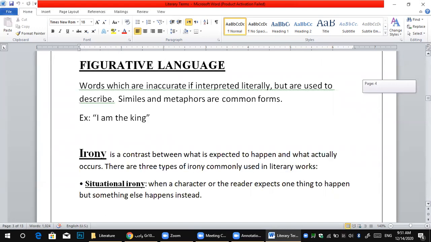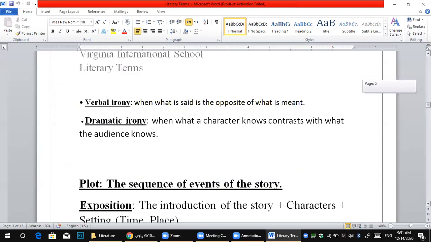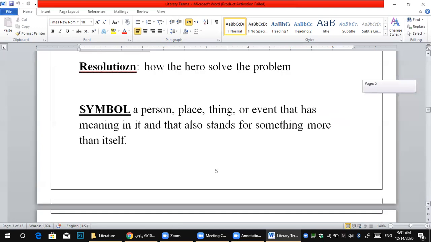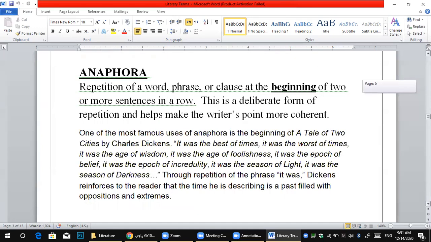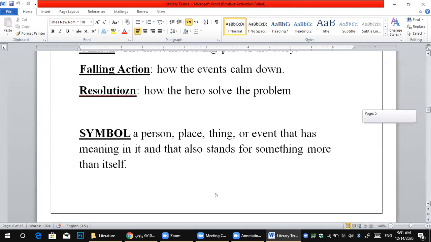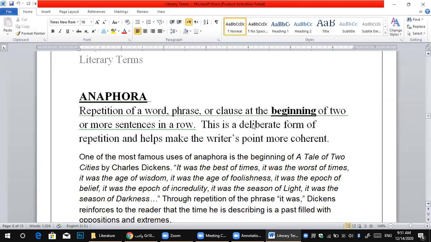All of these are literary terms. Today, let's start a new lesson of literary terms, called anaphora. What does anaphora mean? Anaphora means repeating a word or a phrase or a clause at the beginning of two or more sentences in a row.